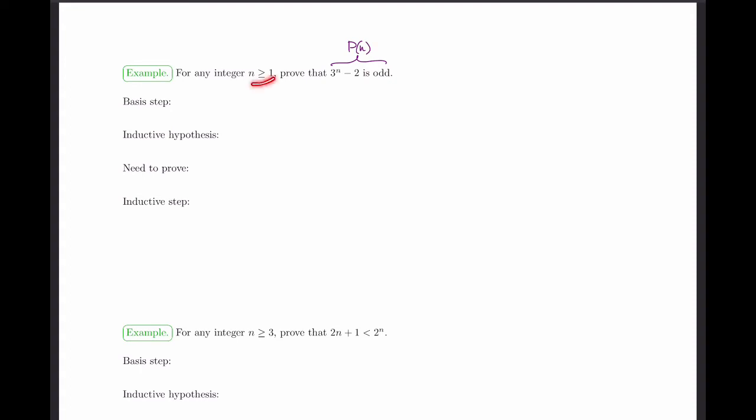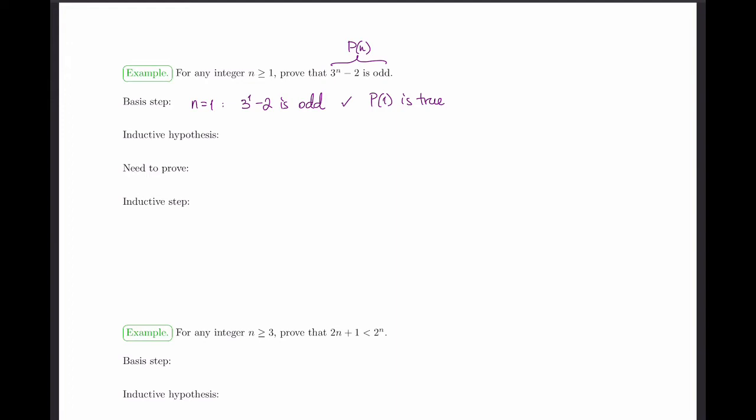And you notice that my first base case involves n equals 1, so let's plug that in. What do we have? We have that for n equals 1, 3 to the power 1 minus 2 is odd. Is that true? Well, 3 to the power 1 is just 3. 3 minus 2 is 1. 1 is in fact odd, which means that this checks out. So P of 1 is true, and our base case is checked.